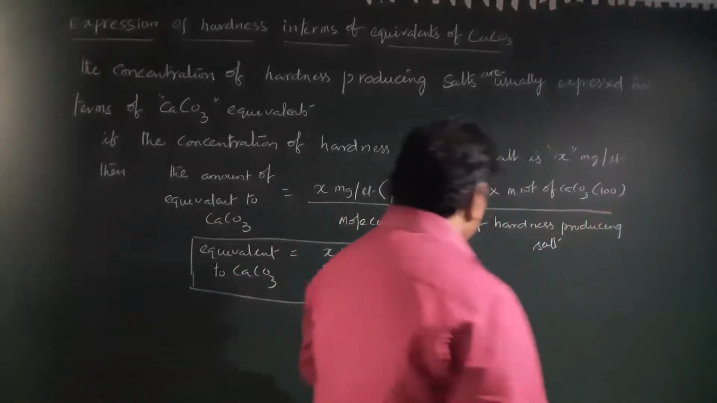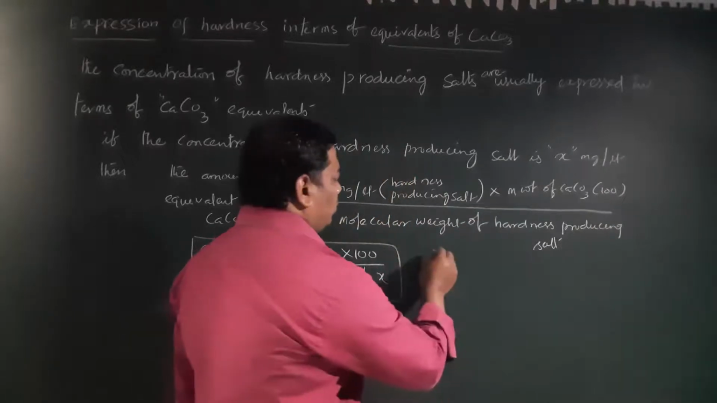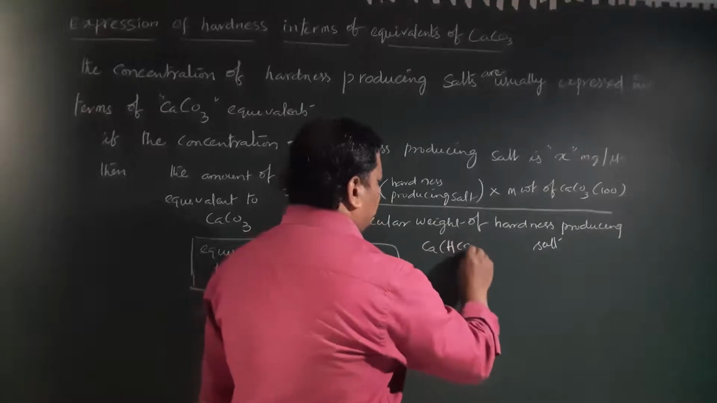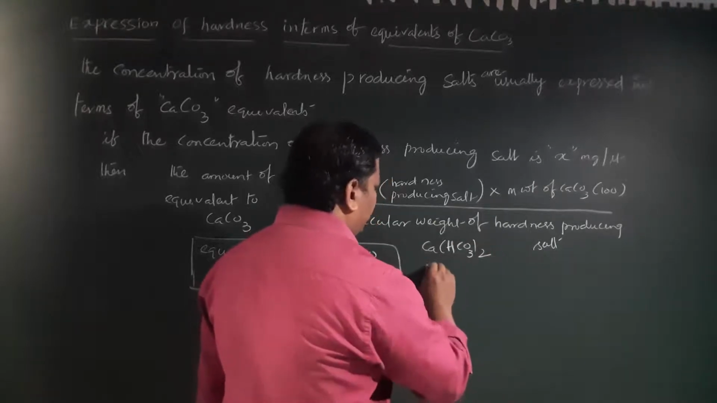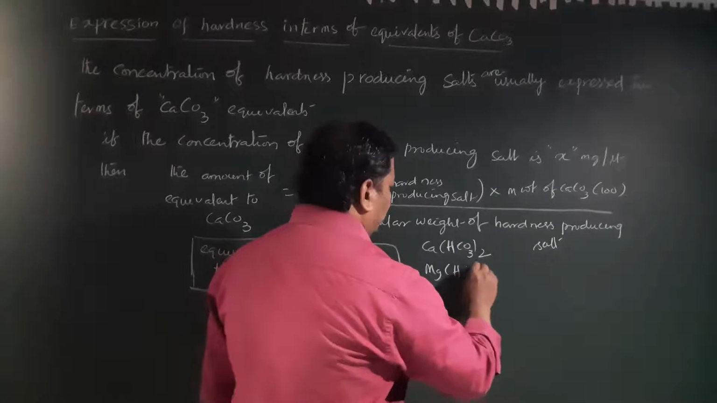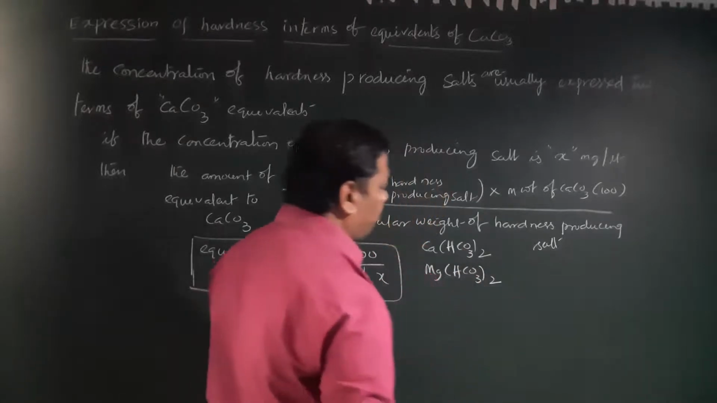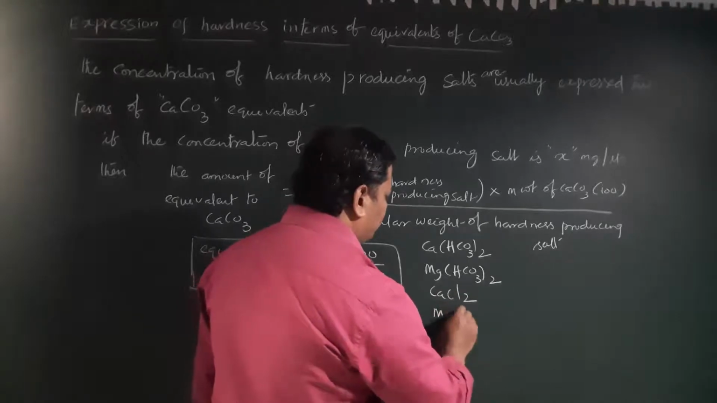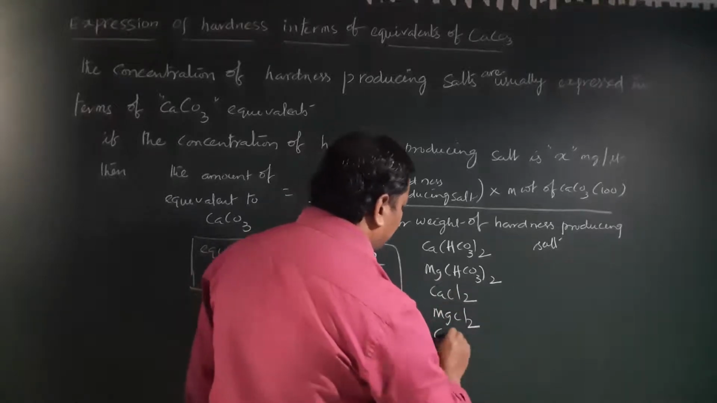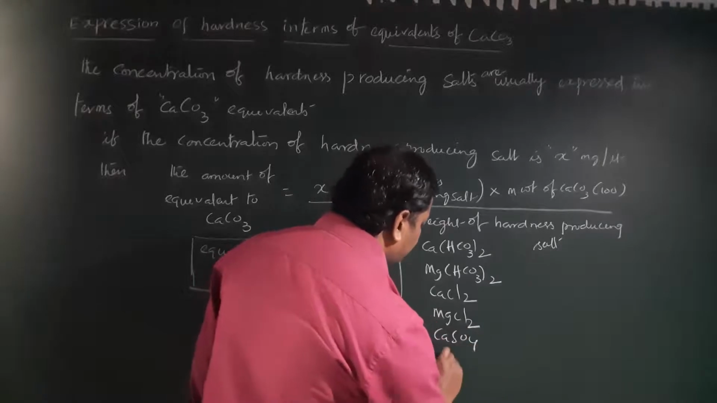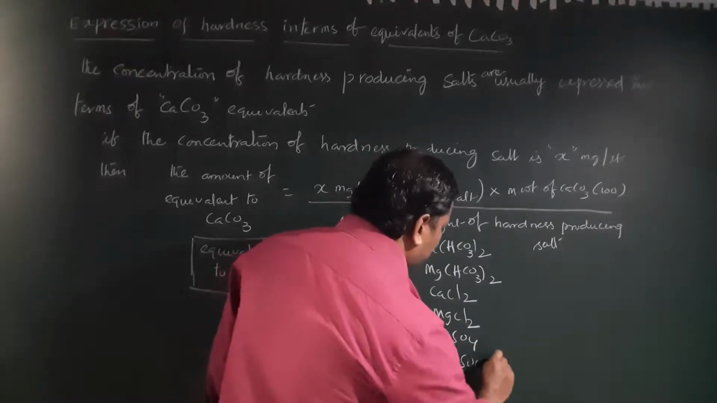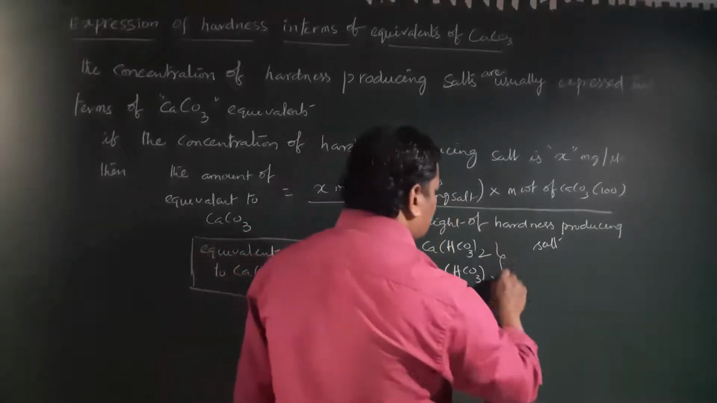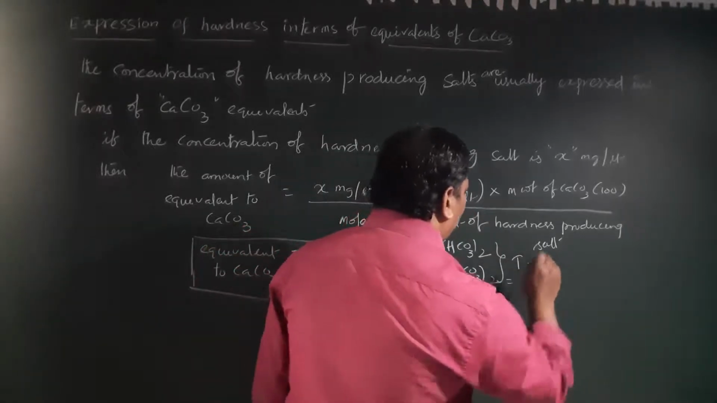Clear, students? So please remember, here we have a few salts: calcium bicarbonate, Ca(HCO3)2, magnesium bicarbonate, Mg(HCO3)2, calcium chloride, calcium sulfate, and magnesium sulfate. So please, students, these two are temporary hardness causing salts.